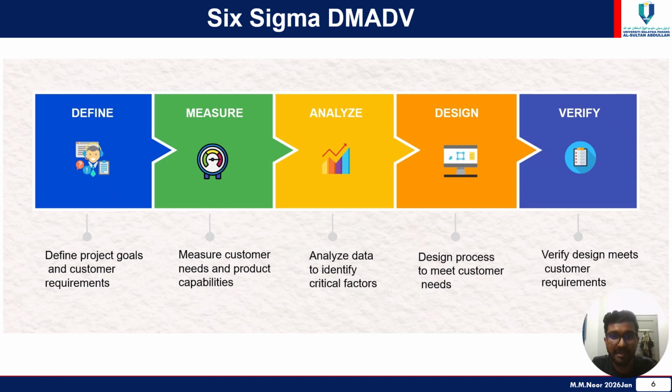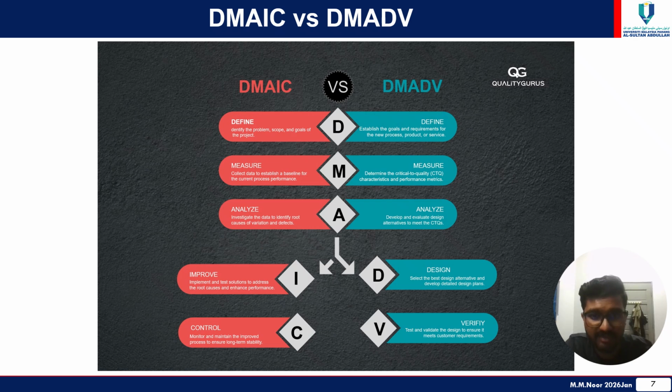Moving on is Six Sigma DMADV, which is also known as Define, Measure, Analyze, Design, and Verify. The objective of DMADV is to ensure that customer requirements are met from the design stage, preventing future quality problems. The difference of DMAIC versus DMADV is, in simple terms, DMAIC improves while DMADV designs. Selecting the correct methodology ensures that resources are used effectively and project objectives are achieved efficiently.